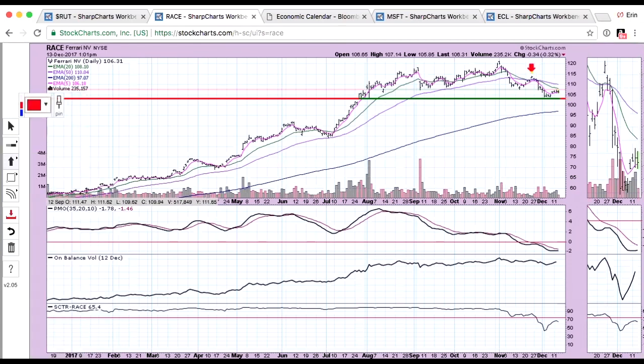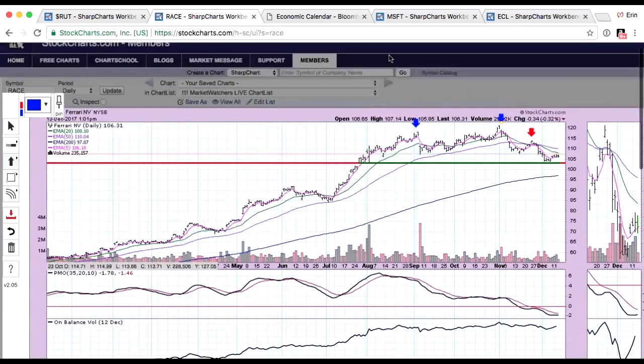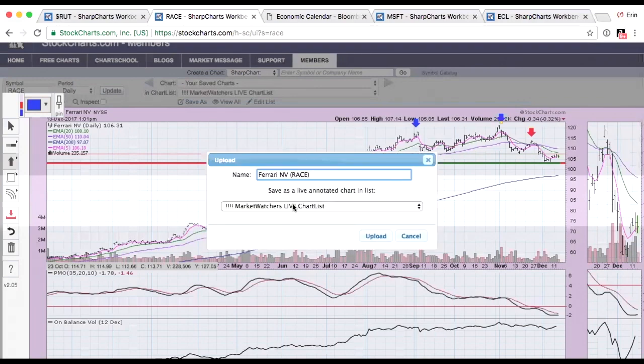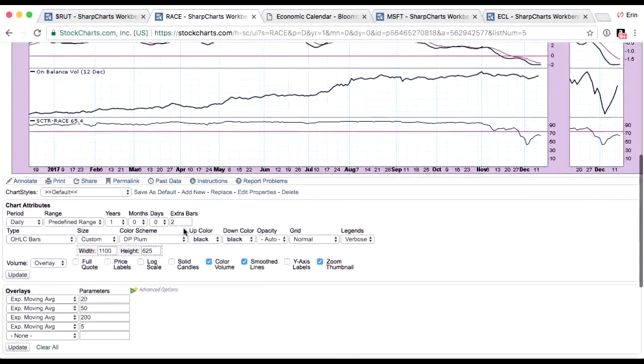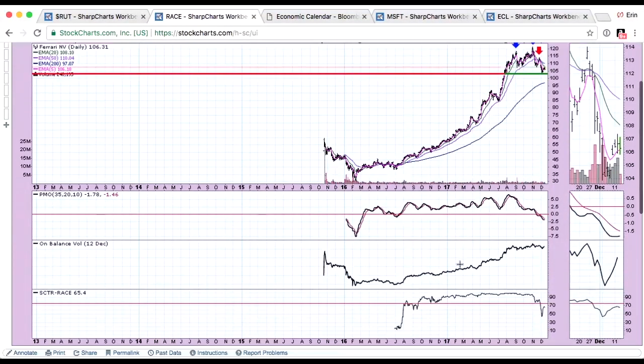So I think the pattern is a possibility. I'm going to use a different color for those arrows. Let's see, one in there, make that blue. So I would be a little bit concerned. However, look at the PMO. It's really oversold. I'm liking the look of that. But to make sure it's oversold, I would do a long-term daily chart because that's really where you're going to find that out. So for example, we'll just make this 5 years and see how oversold that really is. Fairly oversold. We're hitting lows we haven't seen since it started off. So very oversold.